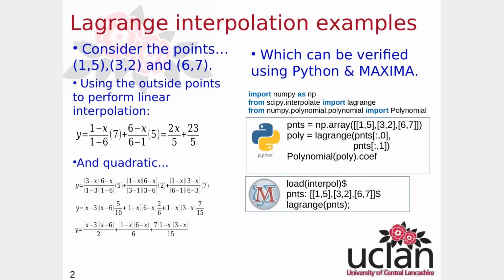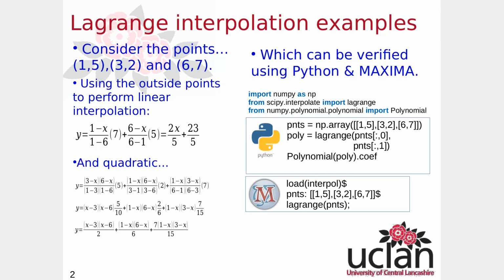We simply provide the points and say that the polynomial is a Lagrange polynomial, and we therefore give it the points in the 0 and the 1 columns. Then the command to find out what these polynomial coefficients are is Polynomial, this object, which is a polynomial, and dot coefficients. So we'll produce a Lagrange type polynomial, and it will give us the coefficients of that polynomial, which can then be used for further processing.